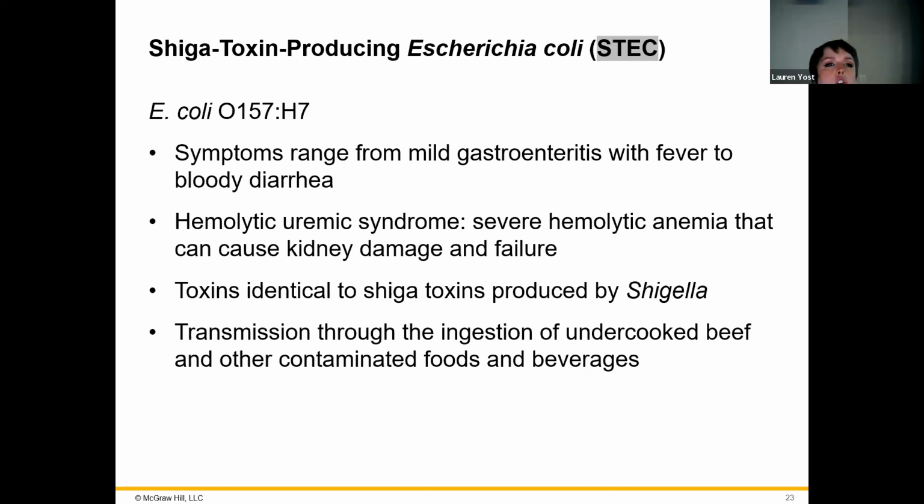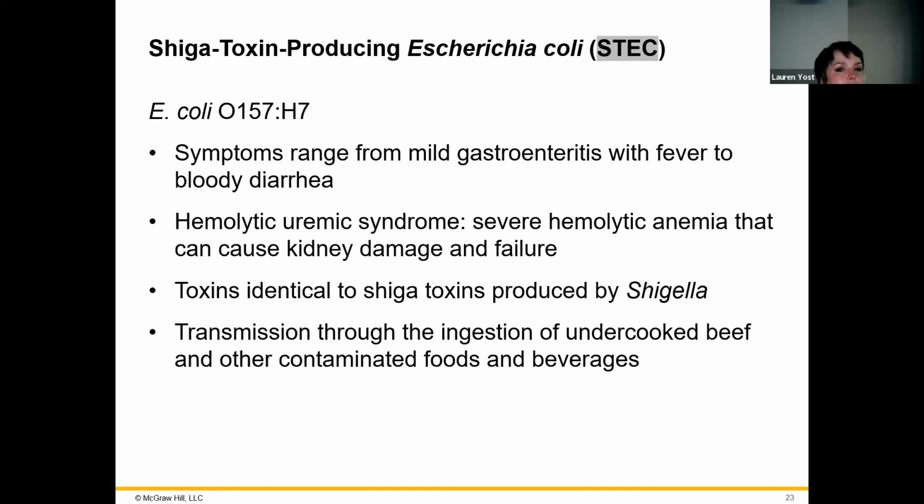And when you guys hear of food recalls because they have E. coli, it's this E. coli that they're worried about. Most common concern in foodborne illness is going to be this E. coli, STEC. It can lead to hemolytic uremic syndrome.